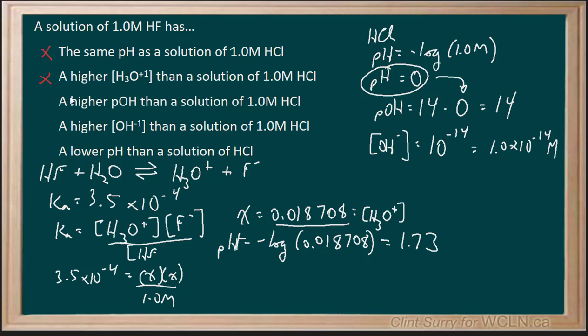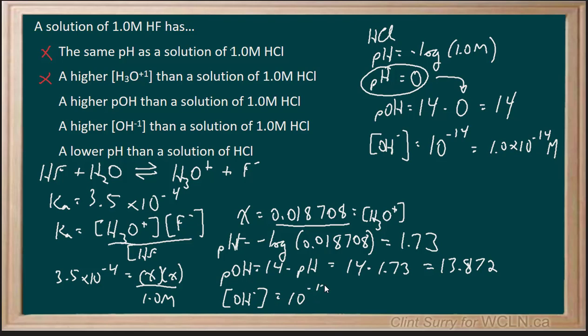We can see the hydronium ion concentration is not bigger than that of the hydrochloric acid. To get the pOH, we're just going to do 14 minus the pH, which is 14 minus 1.73, and that results in 13.872, and then we can anti-log and get to our hydroxide ion concentration, 10 to the negative 13.872, and we end up with 1.5 times 10 to the minus 14 molar, which is a little bit bigger than the hydroxide ion concentration for the hydrochloric acid.